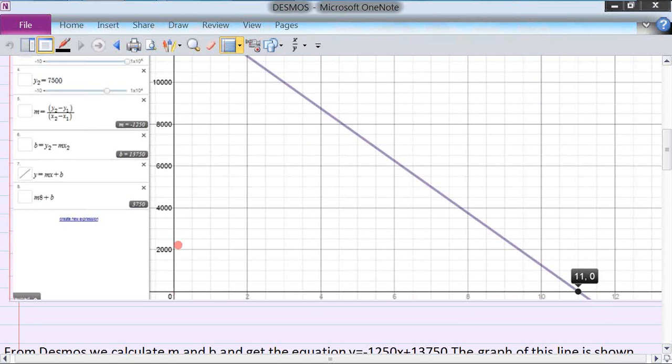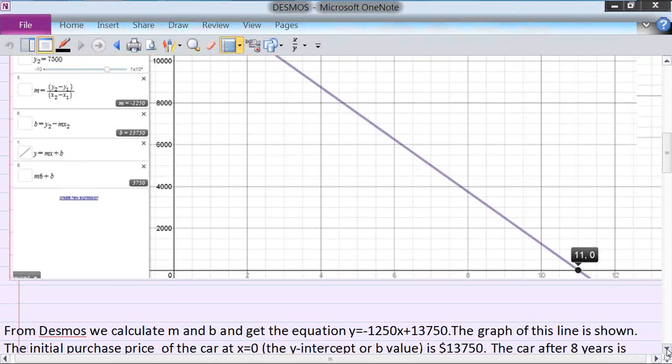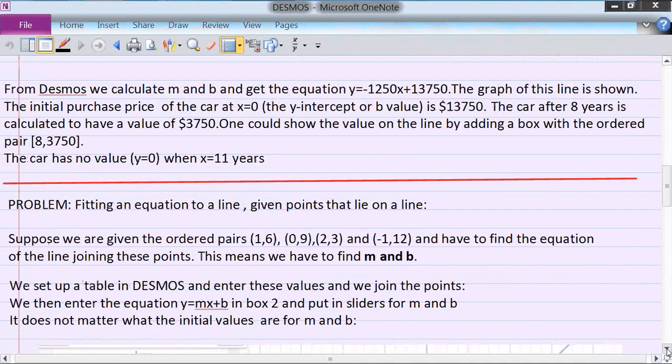And part D of the question said, how long will it take for the car to depreciate to 0? Don't forget, this is the y-axis. The value of the car is going down. So here, Y is 0, and the X is 11, which means it takes 11 years for the value of the car to go to 0.